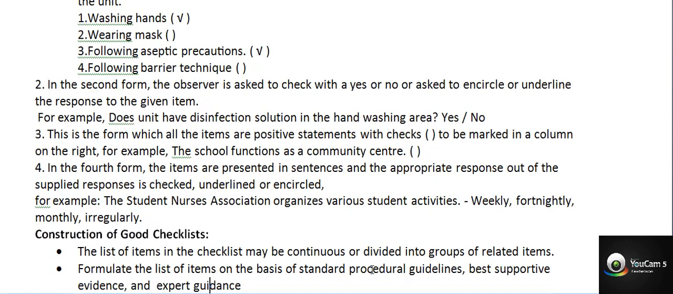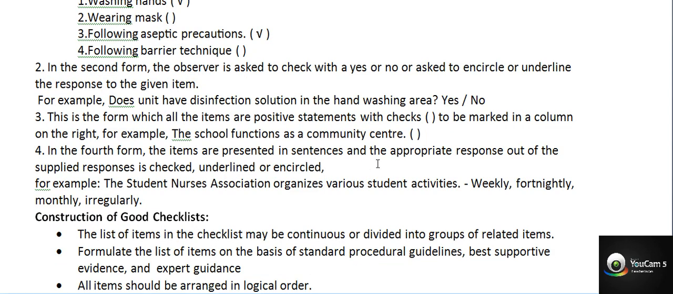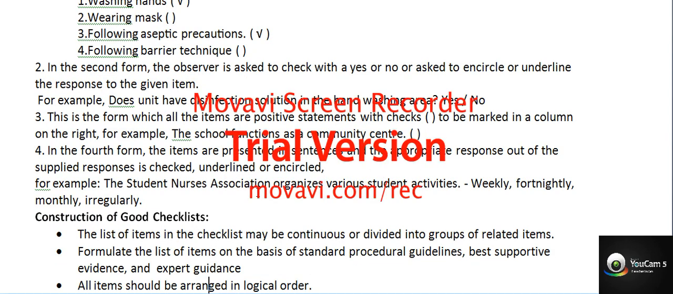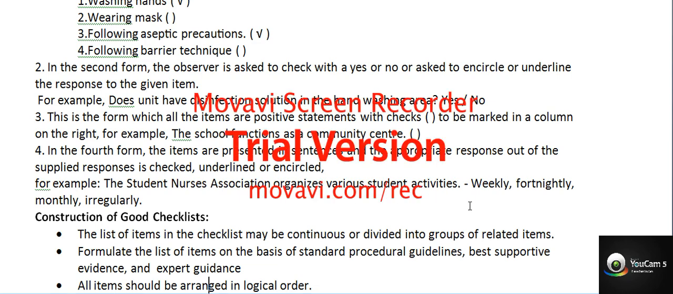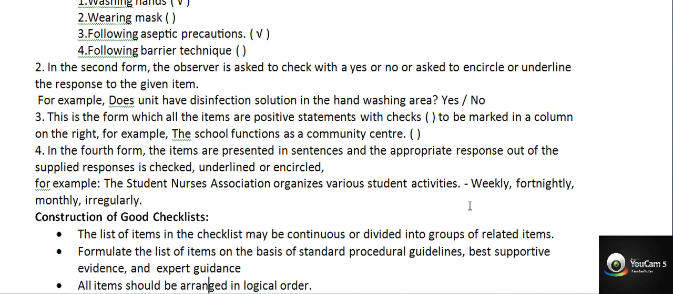The next, fourth form: the items are presented in sentences and the appropriate response out of supplied responses is checked, underlined or encircled. Here the responses are given in terms. For example, the Student Nurses Association organizes various student activities: weekly, fortnightly, monthly, irregularly. So you can mark exactly what has been happening. This is a little bit more specific form of checklist.